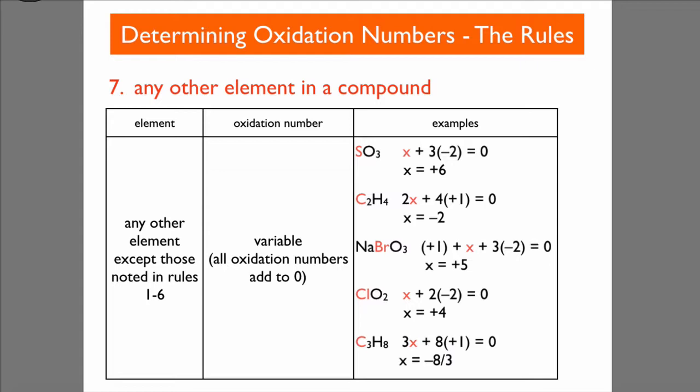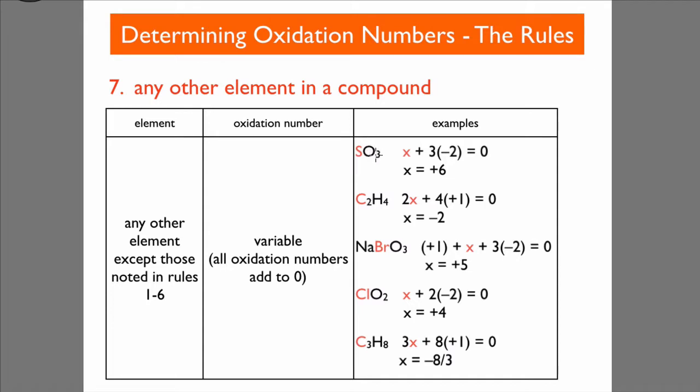Any other element in a compound, how do we do this? Well, any other element, except for those noted in rules 1 and 6, can have variable oxidation numbers, and we've got to calculate it. The oxidation number of the compound, if it doesn't have a charge, if it's not an ion, will equal 0. Okay, and you can use the oxidation state of the known elements.